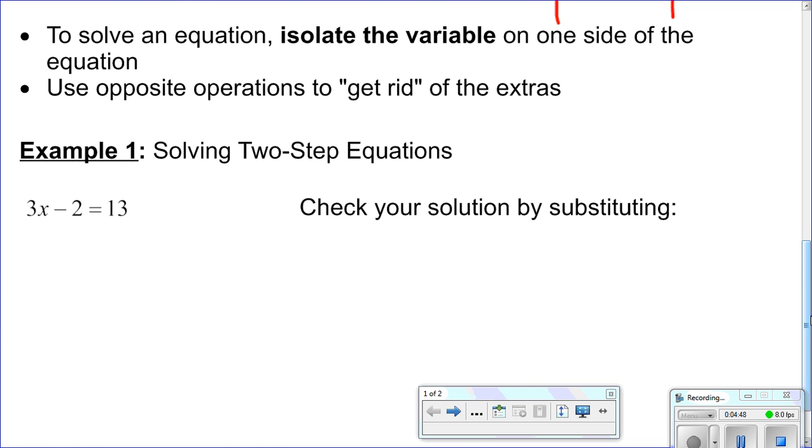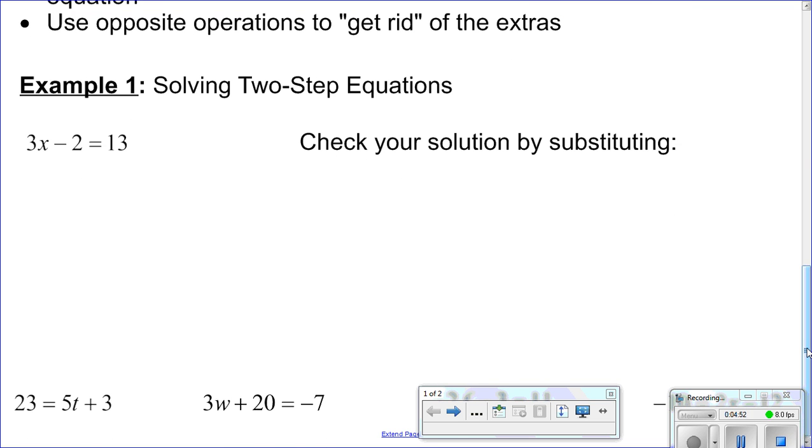So our first example of a two-step equation, and some of you might have seen some of these last year. Some of you haven't done two-step equations at all yet, so it'll be new for some of you. The first thing we're going to do is we have 3x minus 2 equals 13. So x is the variable. It's being multiplied by 3 and it's being subtracted by 2. So working backwards through BEDMAS, we're going to deal with the subtract by 2 first. We are going to add 2.